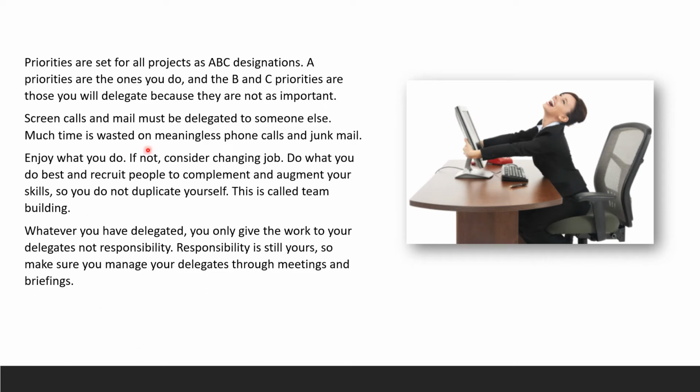Then priorities are set for all projects with an A, B, C designation. A priorities are the ones you do, and the B and C priorities are those you will delegate because they're not as important. Screening calls and mail must also be delegated to someone else. Much time is wasted on meaningless phone calls and junk mail, so you can give this job to your assistant.